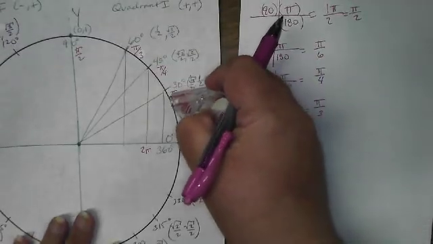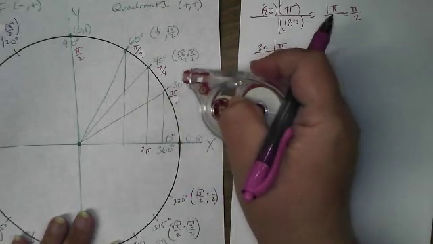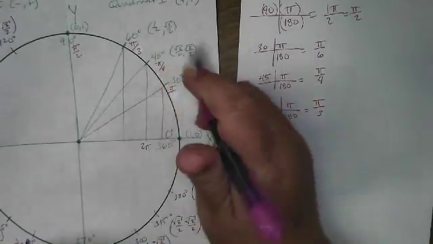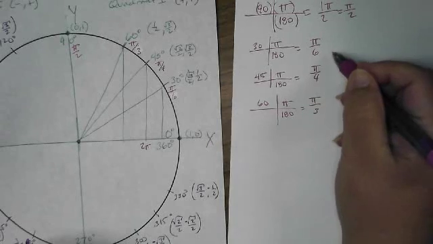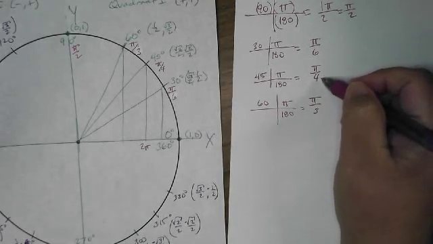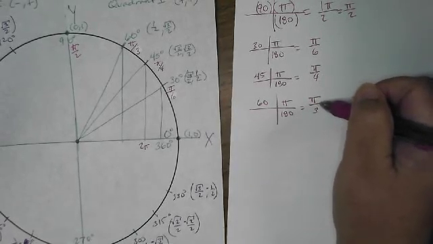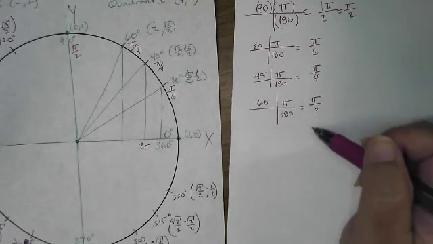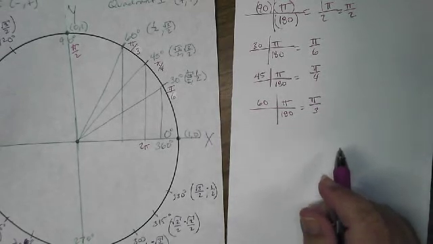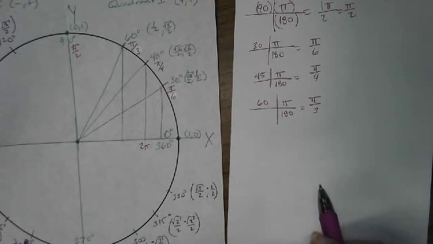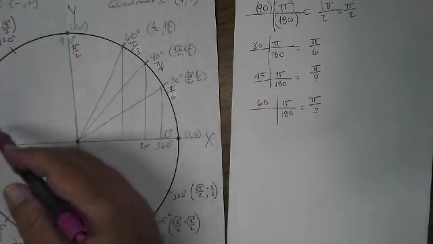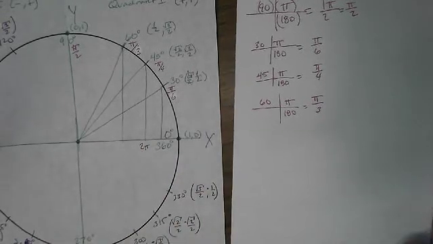The 30 should have been pi over 6. That's what I get for putting them backwards. 30 is pi over 6. 45 is pi over 4. 60 is pi over 3. So I had everybody fill in the rest. So let's work our way around.